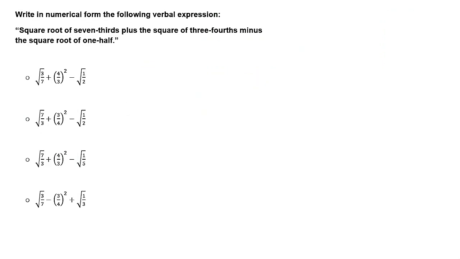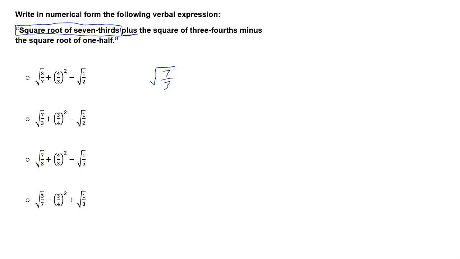Great job. Write in numerical form the following verbal expression. Square root of 7/3 plus square of 3/4 minus the square root of 1/2. So to solve this problem, basically all we have to do is really read the problem carefully and write down the problem correctly. So let's break it down into its individual parts. We're going to start with this first part here, square root of 7/3. That's before this plus operator. If we think about it by itself, it's the square root of 7 divided by 3, or 7/3.